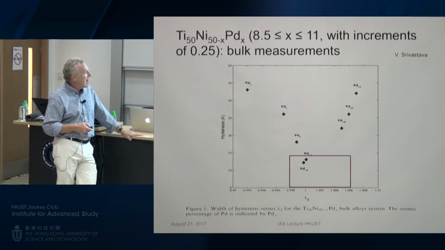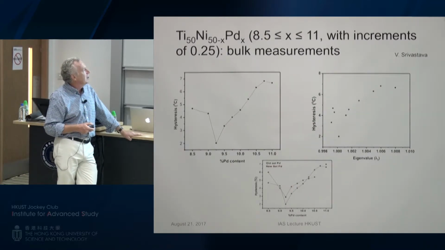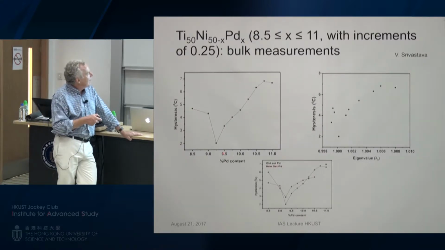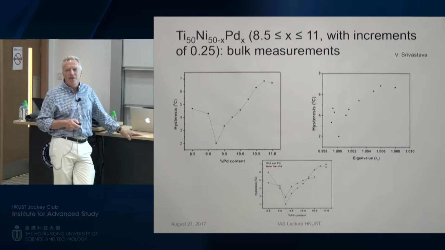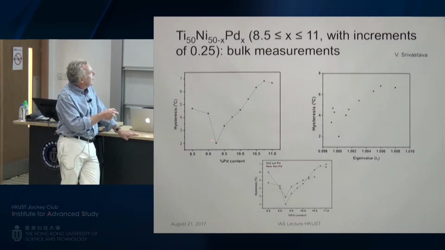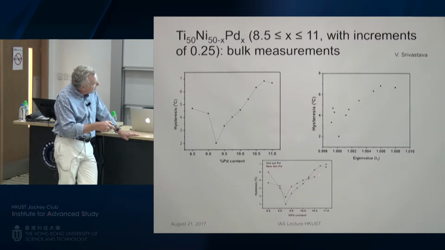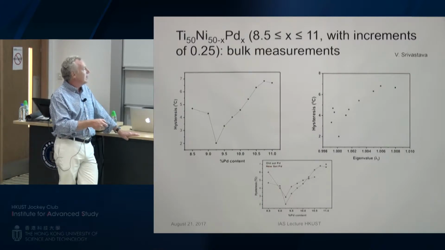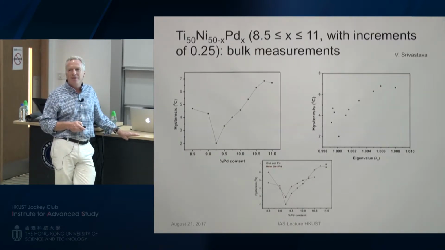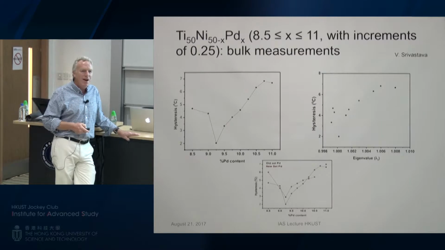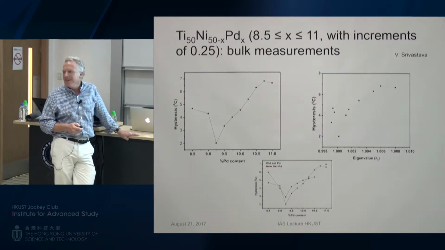Then we went in this little box, and this is work of Vijay Srivastava. He changed composition by 1/4% increments. Okay, so very small compositional changes. And he got that down to 2 degrees. So each dot is a different alloy. This is 2 different alloy series. In fact, this one was down to 3 degrees. That's really very small hysteresis for something like this. So that shows incredible compositional sensitivity.